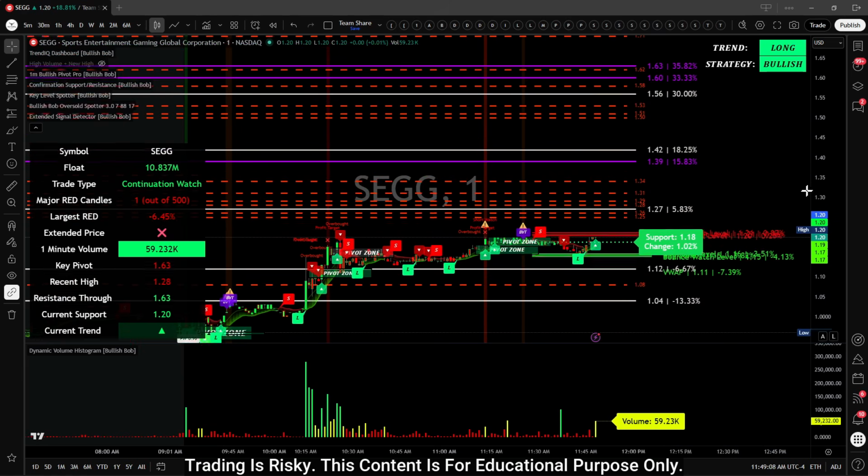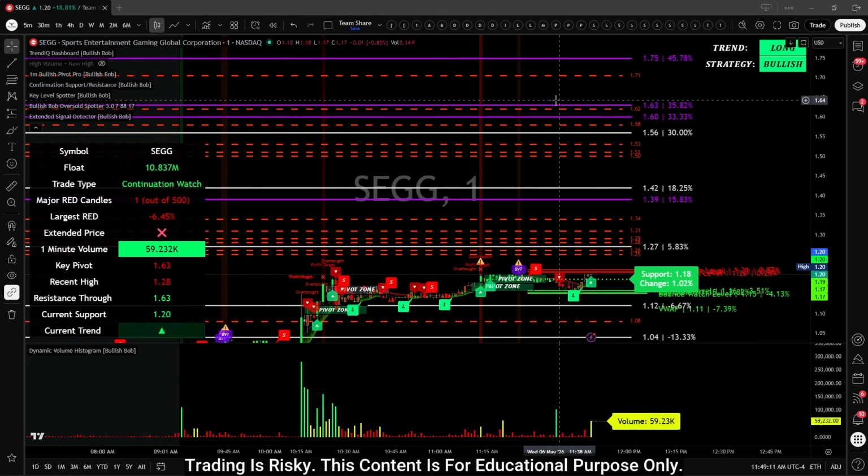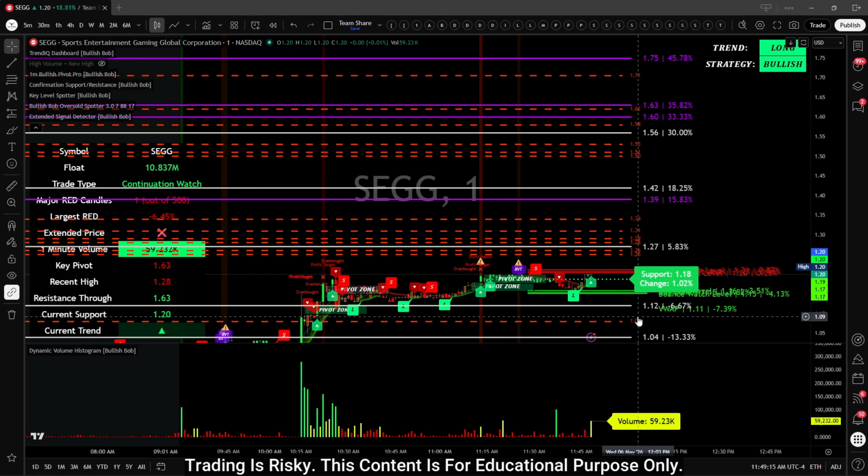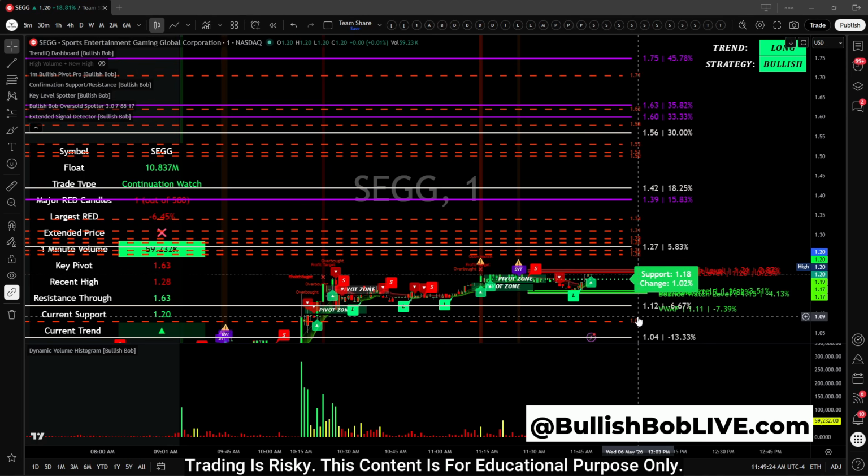That means until we get to $1.63, which is this level right here, until we get through this cluster of resistance, this is a bounce play. And again, if you don't understand the difference from a bounce play and a continuation play, or a bounce setup and a continuation setup, guys, head over to bullishboblive.com. Start your education over there. Start learning real information that's actually applicable to what you're trading.